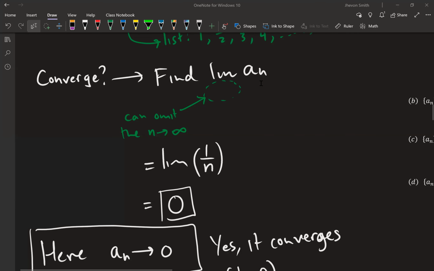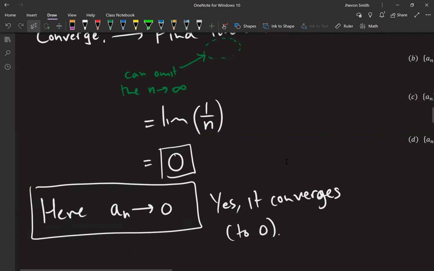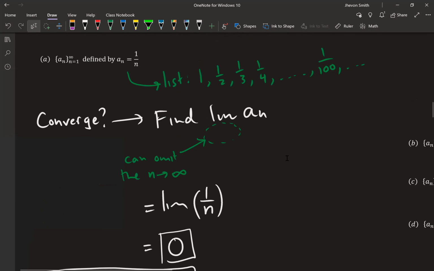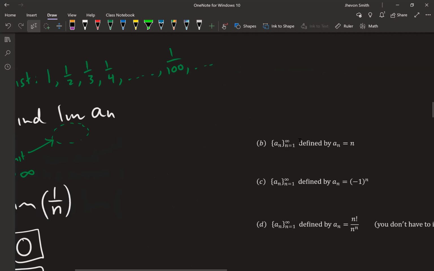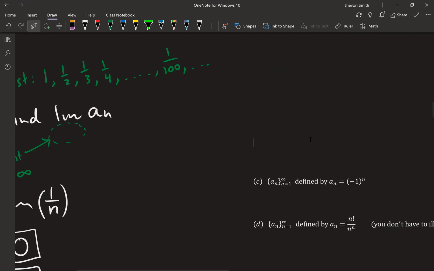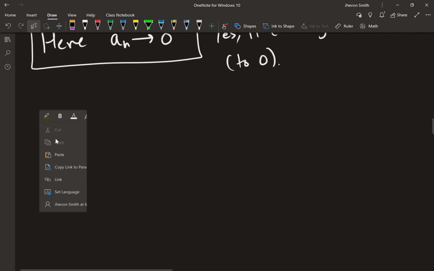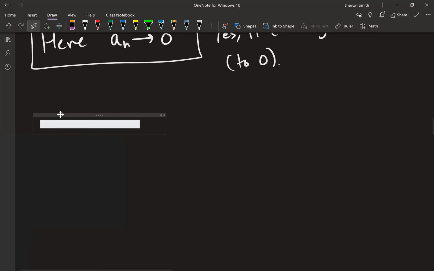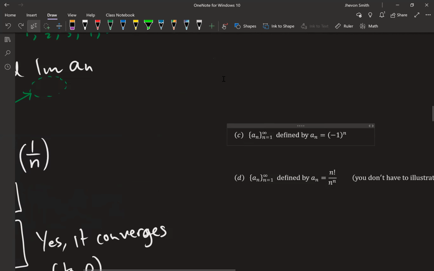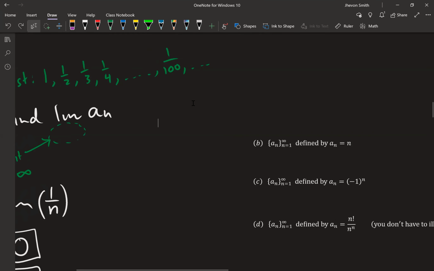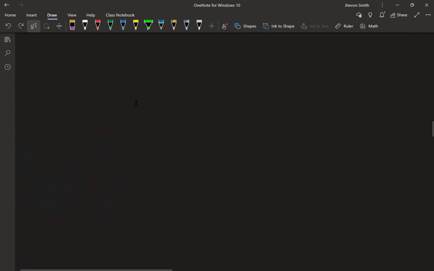All right, so this sequence does converge. How do I know? Well, I took the limit and I got a real number. So that's it. It converges to 0. All right, let's look at another example. What about this one? Oh, I wanted to do the other thing. I actually wanted to sketch this out for you. What would the sketch look like?